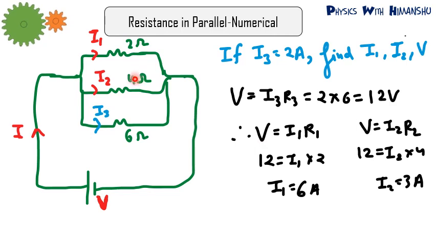So for 4 ohm we can put V equal to I2 R2. So V is 12, I2 into 4. Since resistance is 4 ohm, I2 will be 3 ampere. And similarly, if we put the values in for the first resistor, V equal to I1 R1, V is 12 volt and R1 is 2 ohm, so I1 will be 6 ampere. In this way, you can find out current, R equivalent and potential difference.